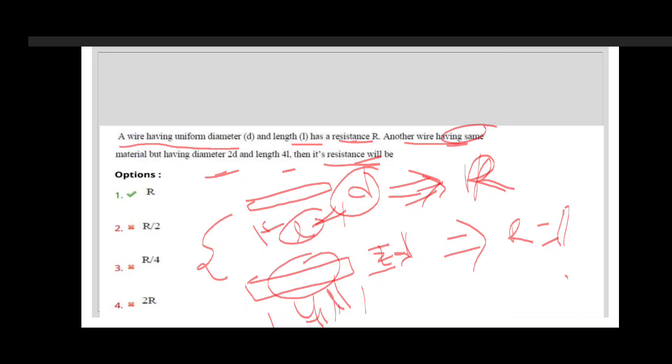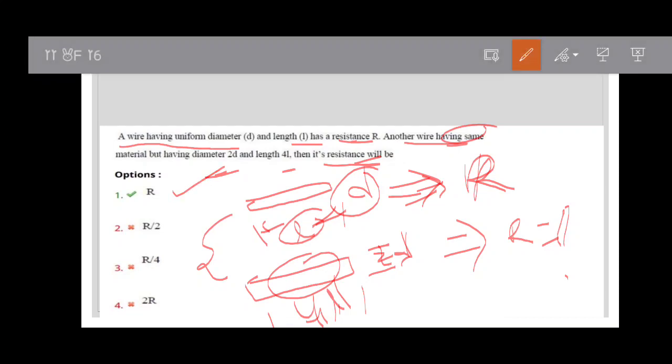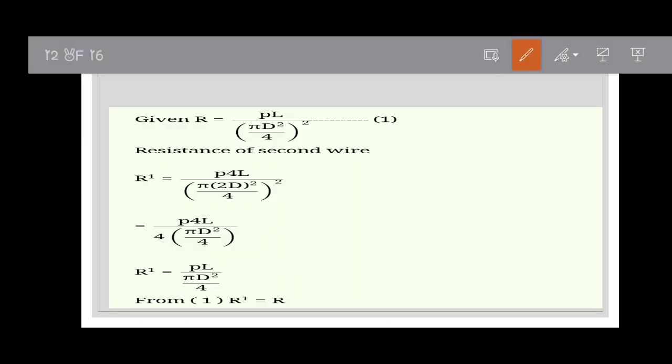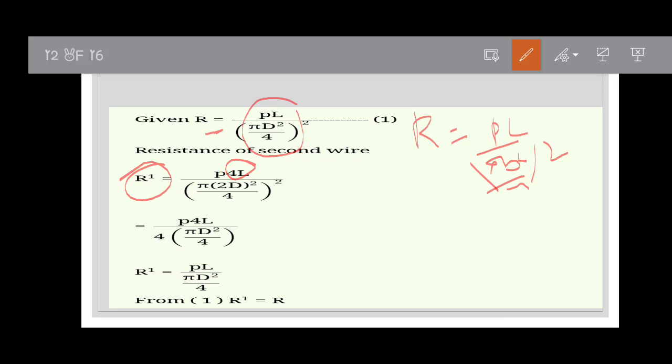Let's see the options. Option A R, option B R by 2, option C R by 4, option D 2R. Let's see the answer. Here, given R equals to rho L by pi by 4 d square. For the first wire, R equals to rho into length by pi d square by 4, and for the second wire, R dash equals to rho into length 4L by pi by 4 d square, but the diameter is 2d whole square.